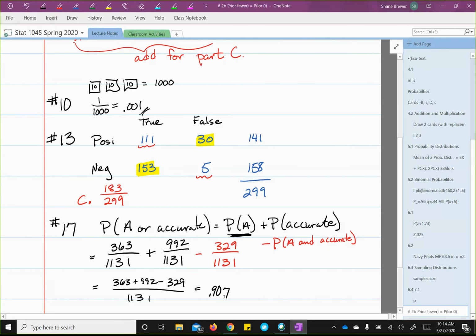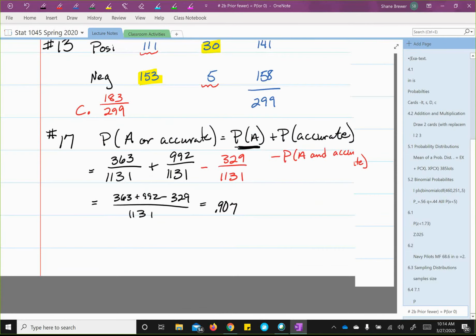And then the question is, are the events of selecting an order from A and selecting an accurate order disjoint? In other words, can they happen at the same time? And they can. We can select an order that's both from A and accurate. Okay. So they are not disjoint, because it is possible to receive an accurate order from A. And so if you change your answer to that next question to reflect that, you'll be fine.